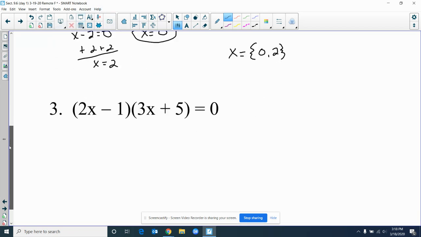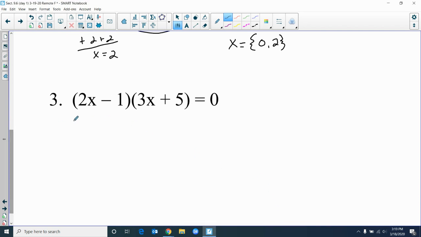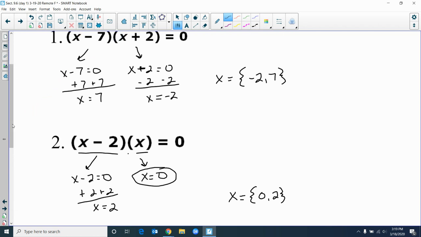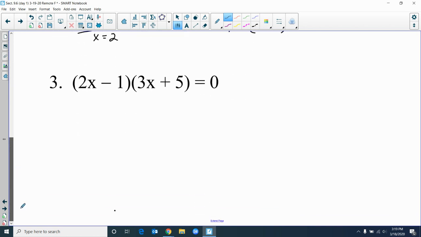And the third one here. Okay, now the other two were a little bit simpler. You didn't have a number in front of the x. This just adds a little bit to it. You already have them multiplied together. Think of this as your a times, think of this as your b equals 0. Then one of them has to equal 0. So we set this up as 2x minus 1 equals 0. This is 3x plus 5 equals 0.